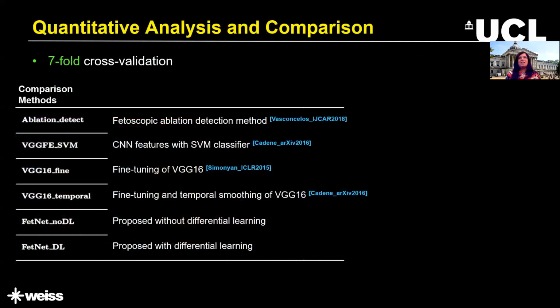For quantitative analysis, we perform 7-fold leave-one-out cross-validation and compare our proposed method with existing methods. That includes the fetoscopic ablation detection method, CNN feature extraction followed by an SVM classifier, fine-tuning of the existing VGG16 pre-trained network, fine-tuning of this network followed by temporal smoothing, our proposed method without differential learning, and finally our proposed method with differential learning.